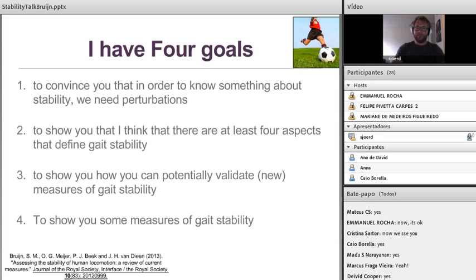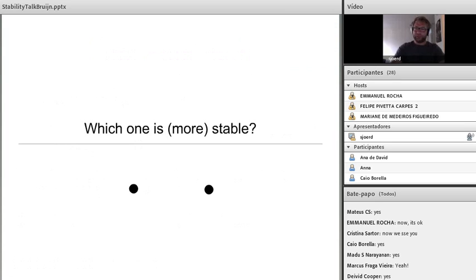Okay, so let's start off with the first goal, to convince you that in order to say something about stability we need perturbations. I'm going to ask you a question. Which one of these two balls is in a more stable position? Is it left or is it right?